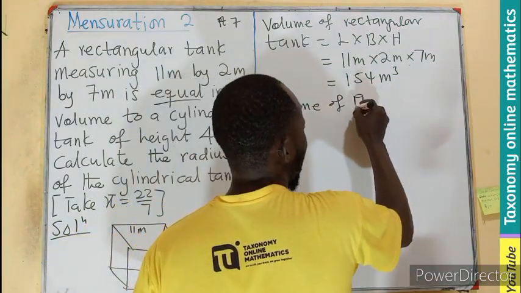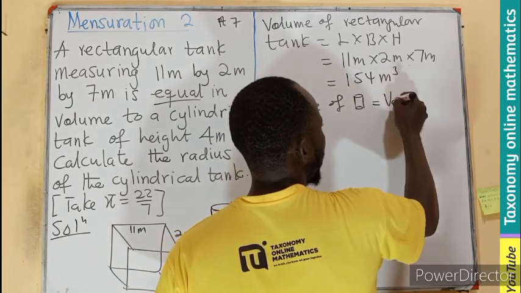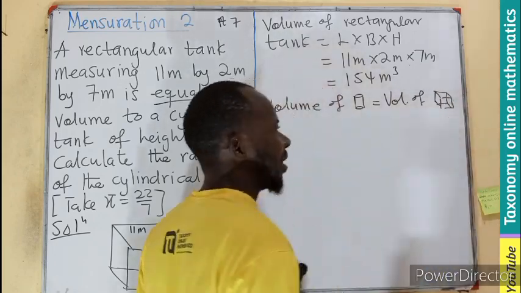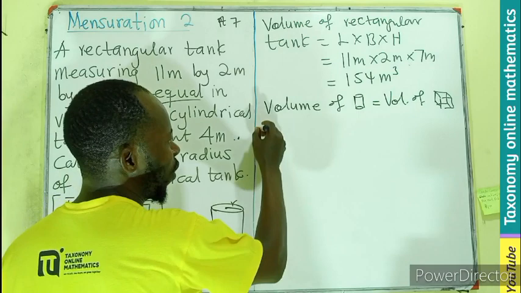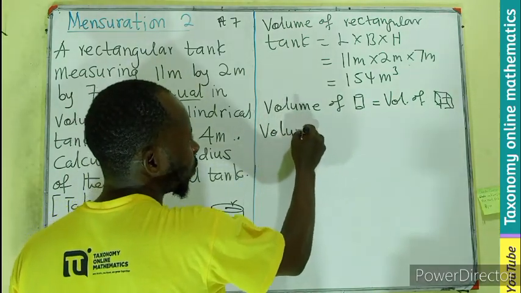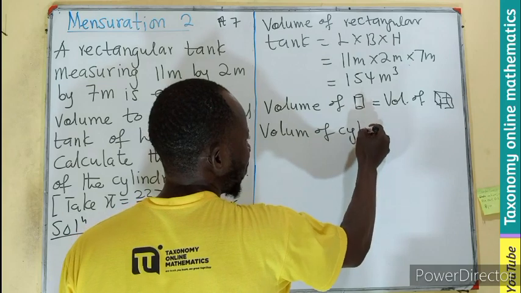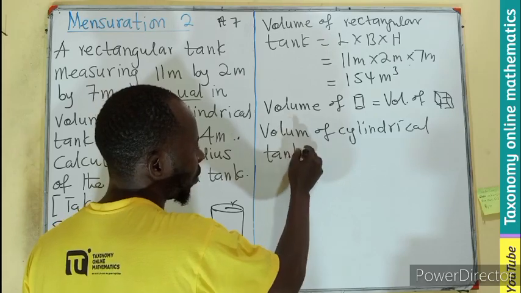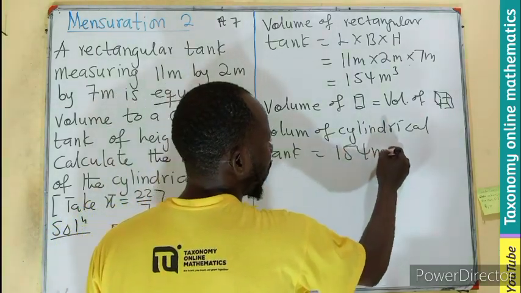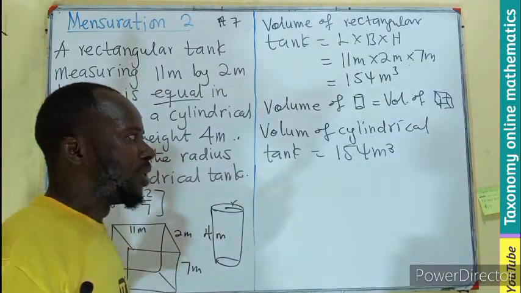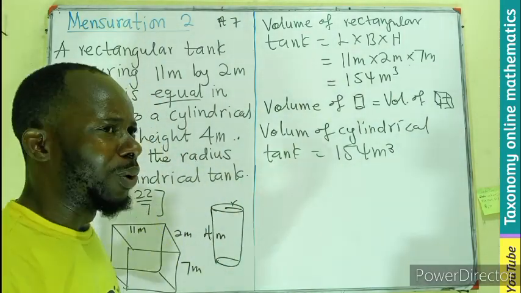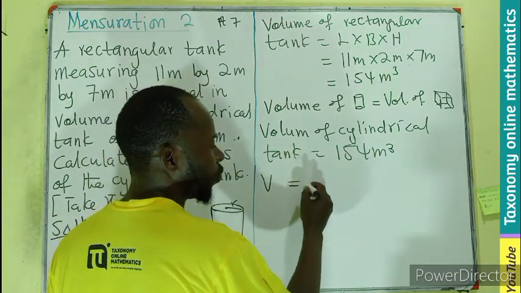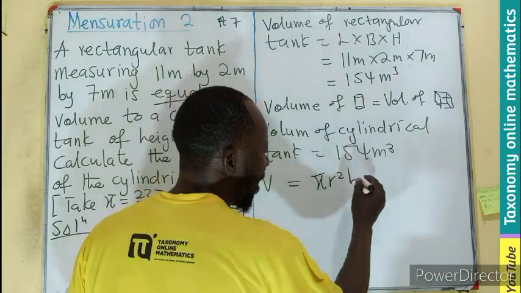So we can see that the volume of our cylindrical tank is going to be equal to the volume of the rectangular tank. So that will make the volume of the cylindrical tank equal to 154 meter cube. So this is the volume. But how do we find the volume of a cylinder? We know the volume of a cylinder is equal to pi r square h.